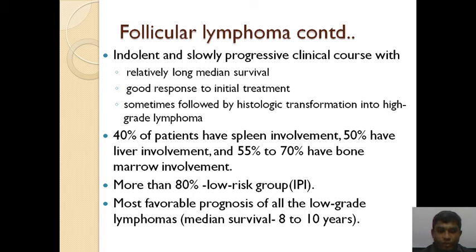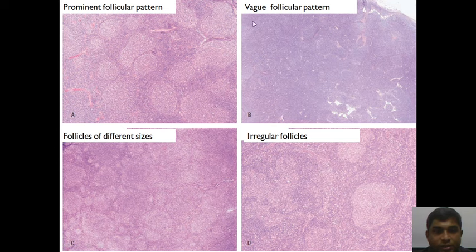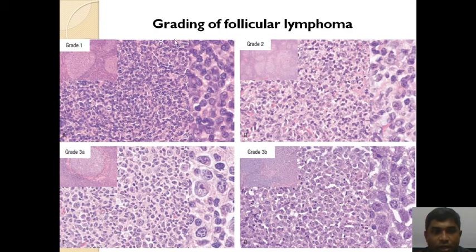It is a slow growing tumor and indolent, meaning it's not very aggressive. Because it's not aggressive and slow growing, it has a long survival with good response. Rarely this is followed by transformation to high grade lymphoma, which becomes aggressive. Patients can have spleen and liver involvement, and many have bone marrow involvement. So this is the lymph node biopsy showing different sized follicles involved by follicular lymphoma, whereas in other cases you see diffuse involvement in other lymphomas.